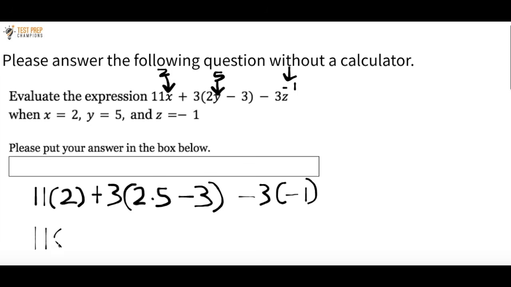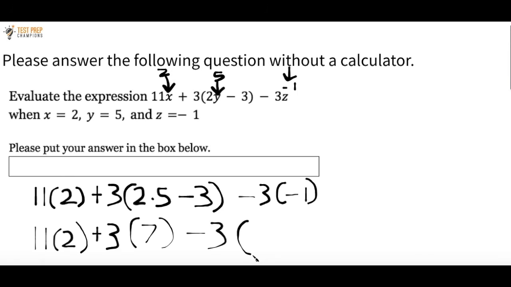So let me work with what's inside my parentheses here first. So 2 times 5 right here is going to be 10. So this 2 times 5 becomes 10. Then minus 3 is going to give me 7. So I'm going to rewrite this here again. So I will have 11 times 2 plus 3 times 7 minus 3 times -1.